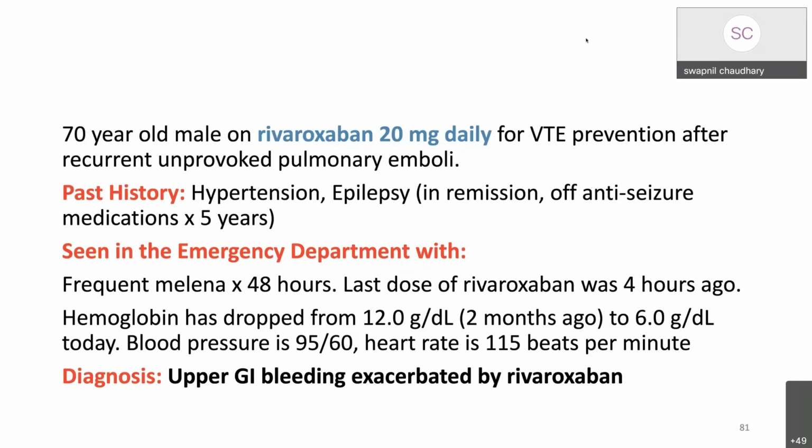So is this a major bleeding or a minor bleeding? Major bleeding, sir. Life-threatening or not life-threatening? Life-threatening, sir. So what will you do? Sir, first of all, we'll stop rivaroxaban, which was given 4 hours ago. We'll first of all give vitamin K. Sir, we'll give andexanet alfa.